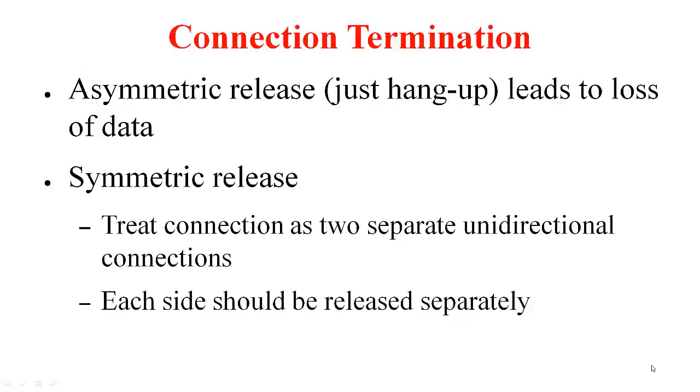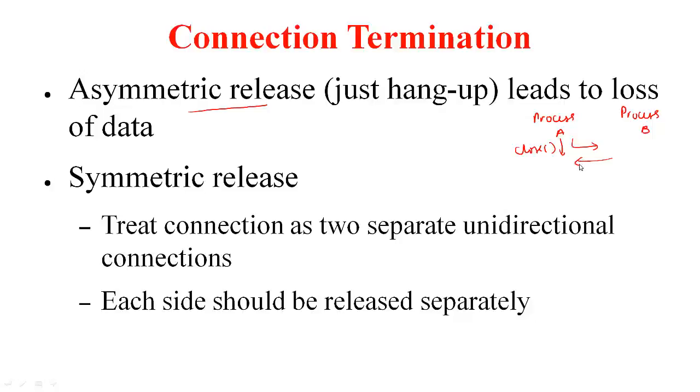Before I get there, let's spend a little bit of time on understanding what connection termination is. Suppose process A is talking with process B, and process A thinks it is done, so it is going to issue the close call. This asymmetric release means you are now going to just shut down the socket, thereby preventing not only sending of the data but also receiving of the data from the other end.